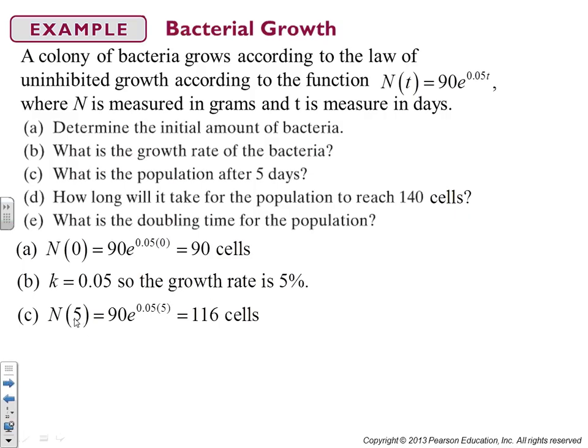The population after 5 days: we plug 5 into the formula. 0.05 times 5, raise it to the e power, times 90, and round to the nearest cell. You get 116 cells. Make sure you know how to do this on your calculator. If you don't use the right amount of parentheses on your exponent, you will not get the correct answer. So double check these with ones you know the answer to, to make sure you're doing your operations correctly.